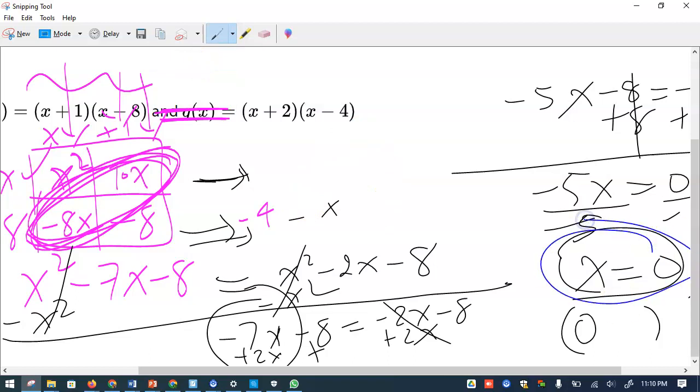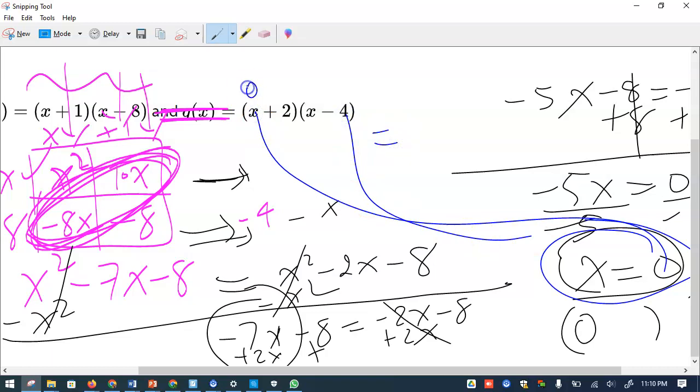So this x equals 0, plug in here, and you see it becomes 0. This becomes 0. So what is left is 2 times negative 4, which is negative 8. So 0, negative 8, and you're done.